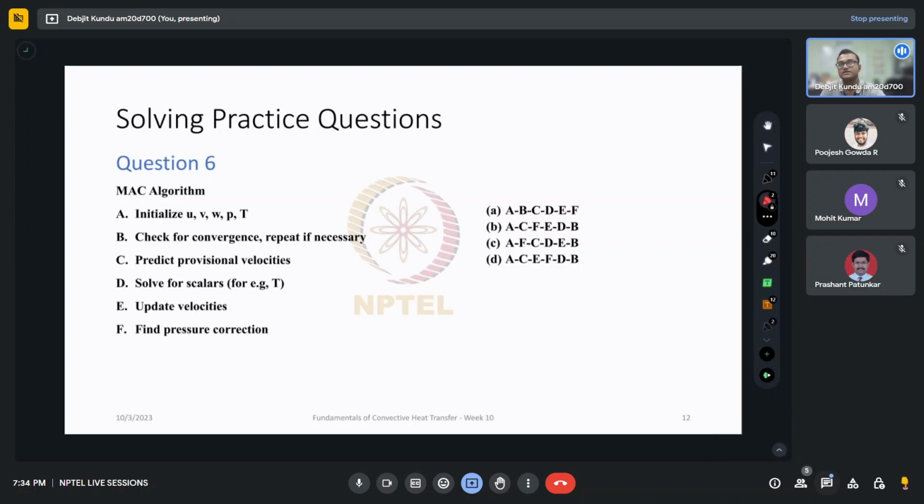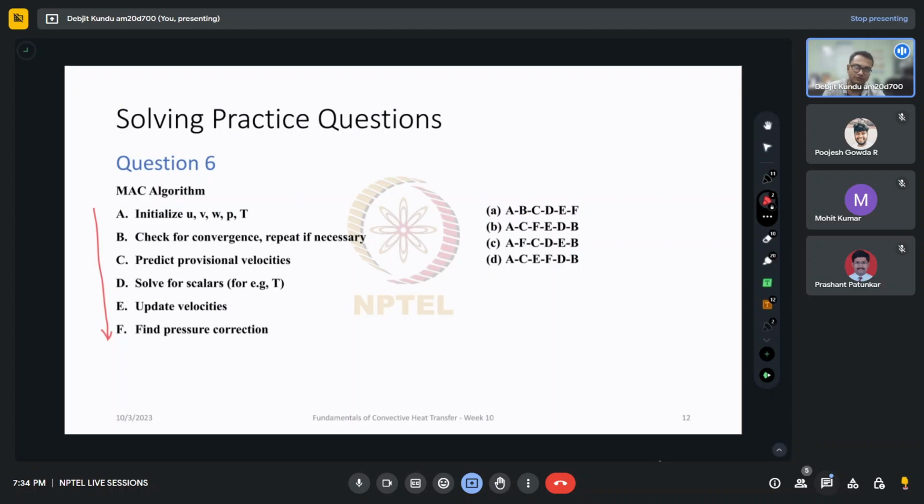So this is asking, for the MAC algorithm, different steps are given which are followed for solving a problem using the MAC algorithm. But these steps are jumbled up. They are not in proper sequence. It's not that if I follow step A to B, C, D, E, F, I'll be performing the MAC algorithm correctly. What you have to do is find out the correct sequence of these steps, and once you have figured that out, you can match with the options given here.